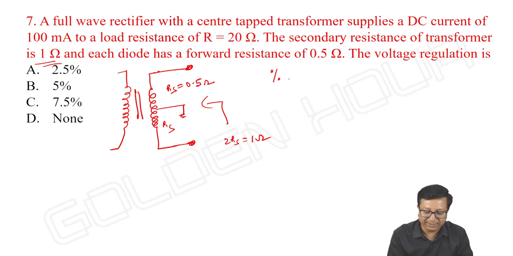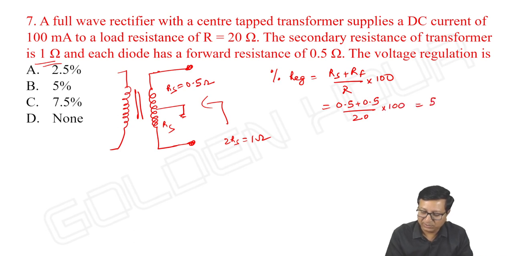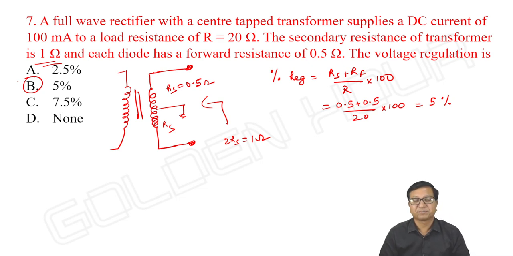And the percentage regulation is equal to (Rs plus Rf) by R, where R in the sense, instead of RL, I am writing R, into 100. It is (0.5 plus 0.5) by 20 into 100. It is 5%. Option B is correct.